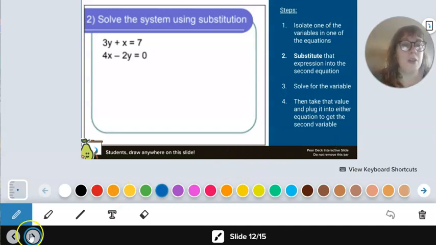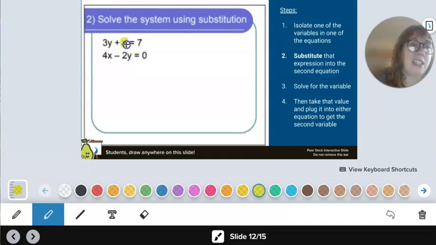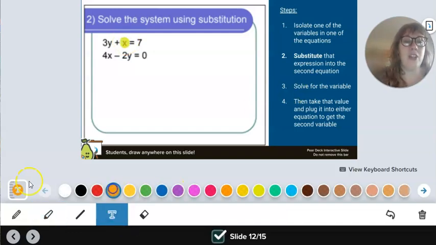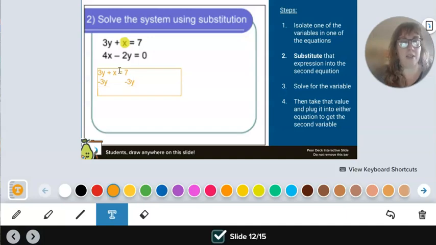Isolate one of the variables in one of the equations. Again, I see this x is all by itself with no number, so that's the equation I'm going to choose to isolate. So we have 3y plus x equals 7. To get x alone, we need to subtract 3y on both sides, and then we're just left with x equals 7 minus 3y.